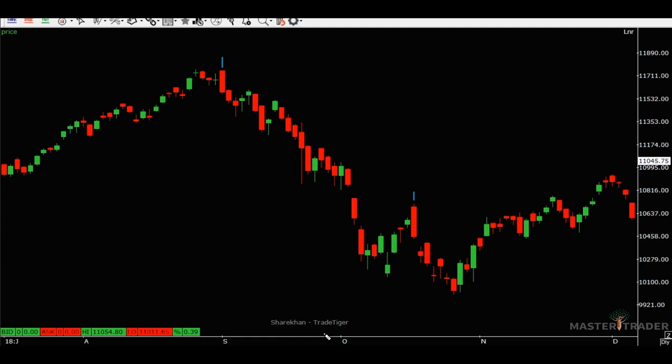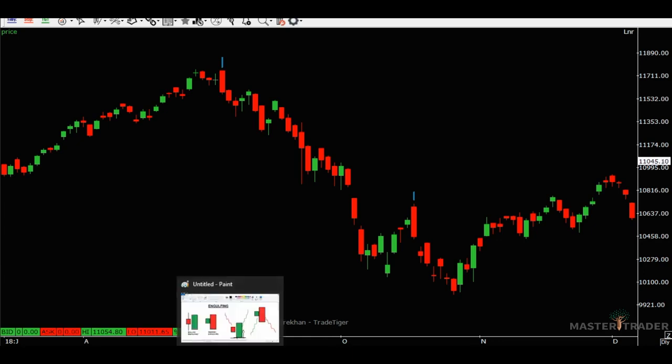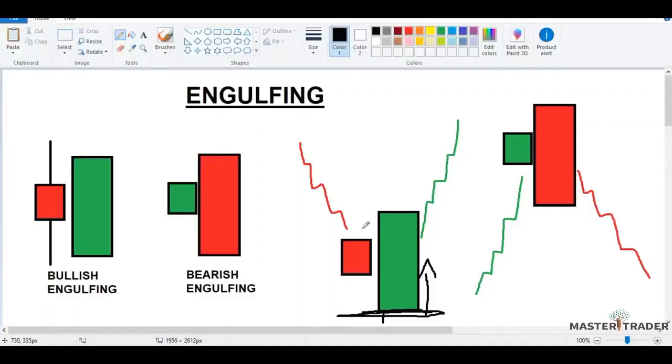So this pattern works beautifully, guys. Now every pattern is not 100% foolproof. There will be times when stop losses are hit and so on. We'll look at how to trade these, but as of now, we just want to get a fair understanding of these patterns. So I hope this one is clear, and I'll see you in the next video.